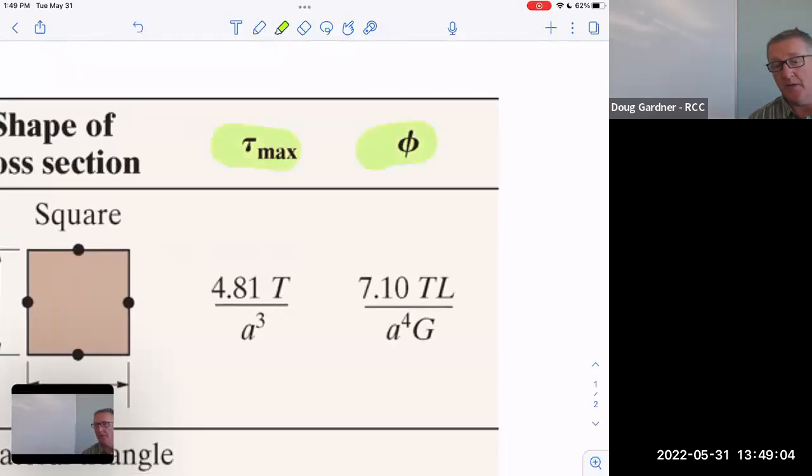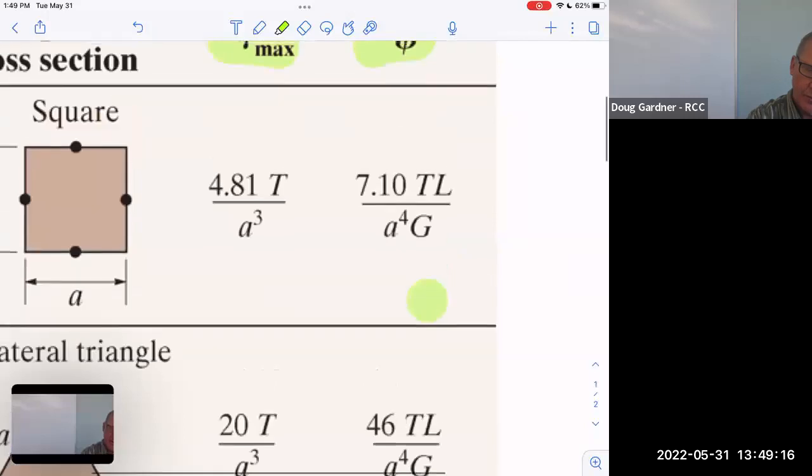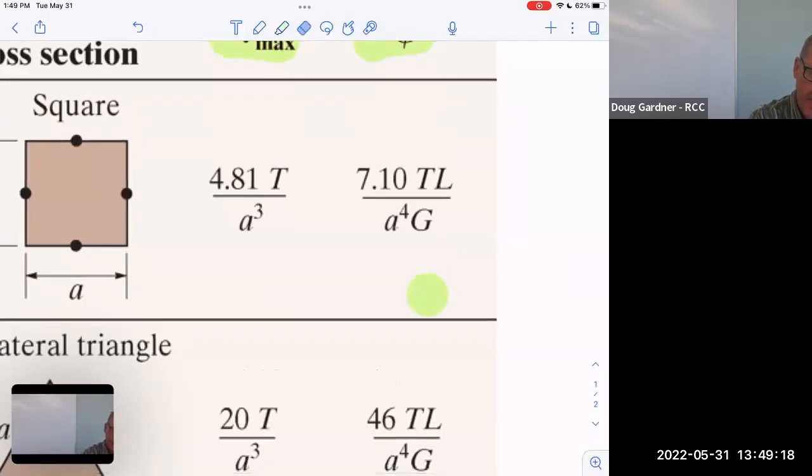Like that's the two things we need to know. How much does something twist, and how much shear stress does that put on it? Again, that's how much do the washers want to slide past each other. Notice it's a totally different formula. Like twist was TL, okay, I'm good with that. And then JG, but then there's a G, but there's no J, and then there's a 7.10 up there.